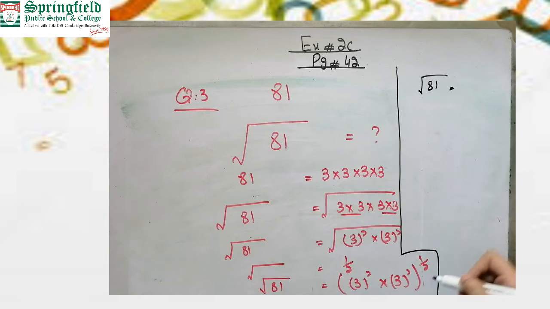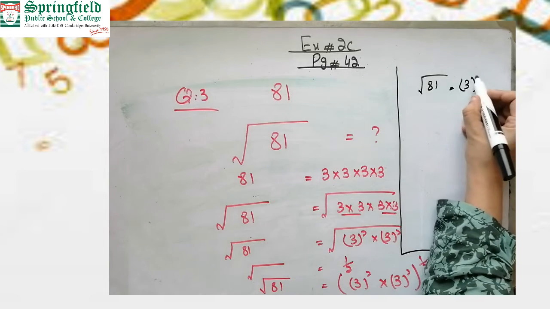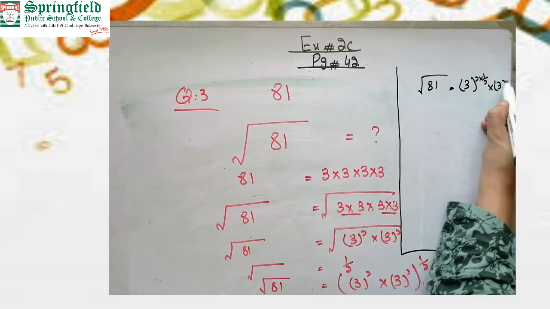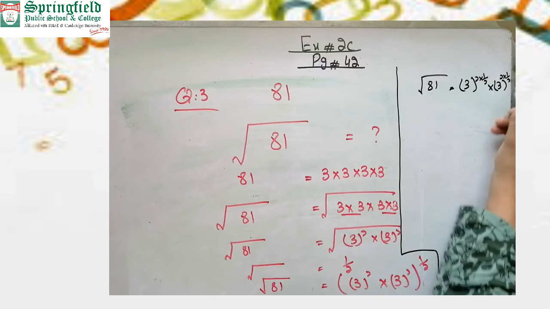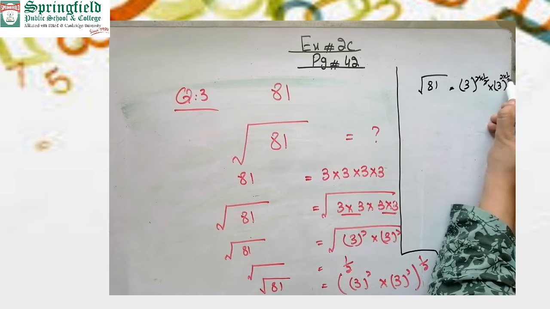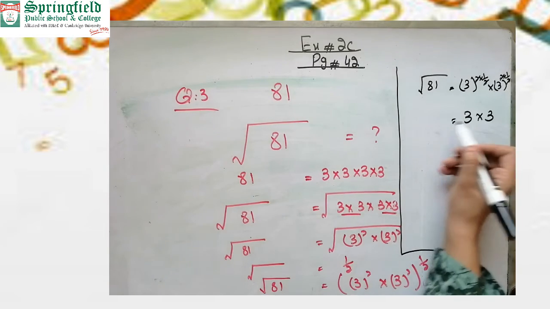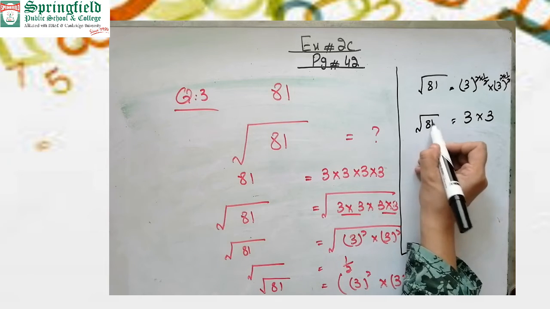Now apply the square, 1 by 2 power. When we open the brackets, the power will apply to each number inside the bracket. Fine. So 3 whole square multiply 1 by 2, multiply 3 whole square multiply 1 by 2. So square can be cancelled with the square, square cancelled with the square. Just 3 multiply 3, you will get 9.